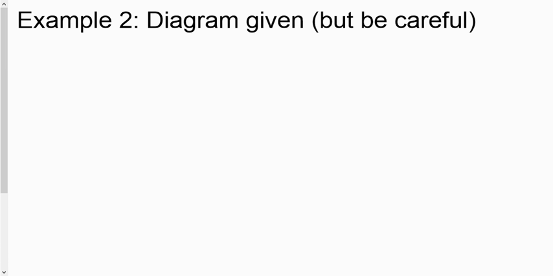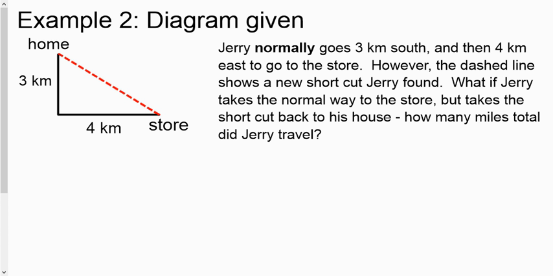Example 2, a diagram is going to be given to you here in just a second, but be careful, okay? So Jerry normally goes 3 kilometers south, and we can see on this diagram that it's very easy to see that he leaves his house and goes 3 kilometers south. However, he then goes 4 kilometers to the east, and that is his normal route to the store. So I'm just going to trace this over in blue and underline normally in blue. That way I know this is the normal route.